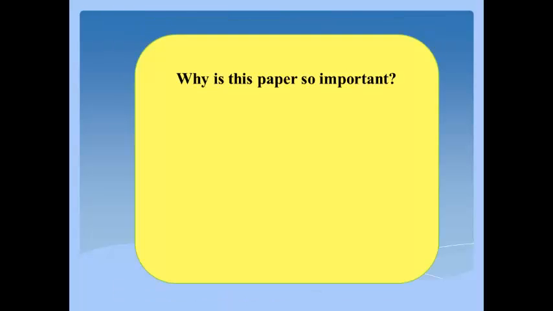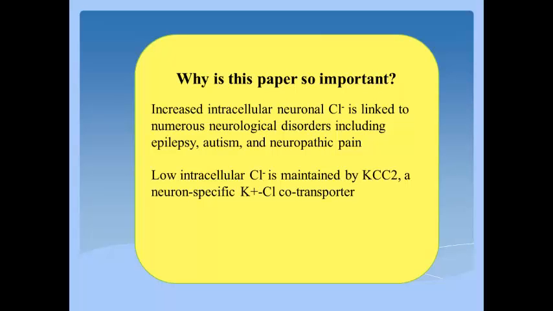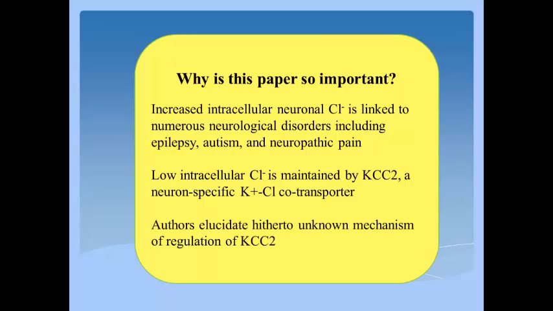Why is this paper so important? Increased intracellular neuronal chloride is linked to numerous neurological disorders including epilepsy, autism, and neuropathic pain. Low intracellular chloride is maintained by KCC2, a neuron-specific potassium chloride cotransporter. Authors elucidate a hitherto unknown mechanism of regulation of KCC2.